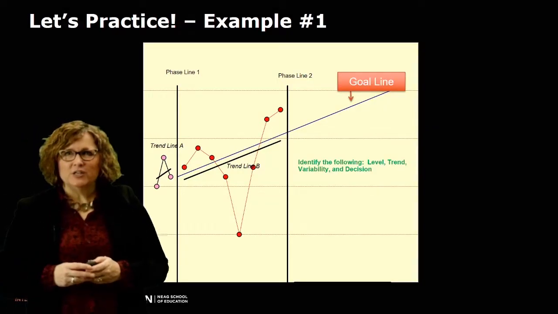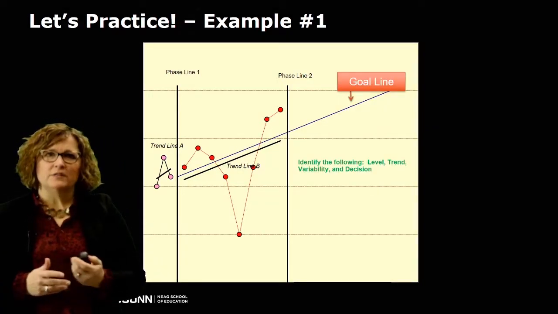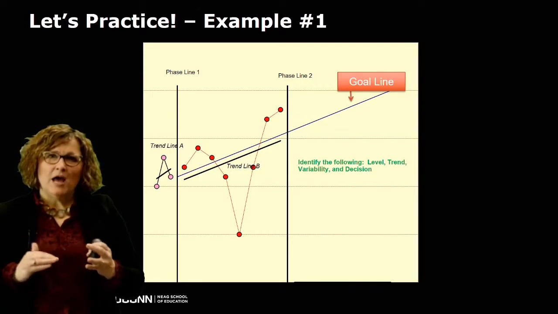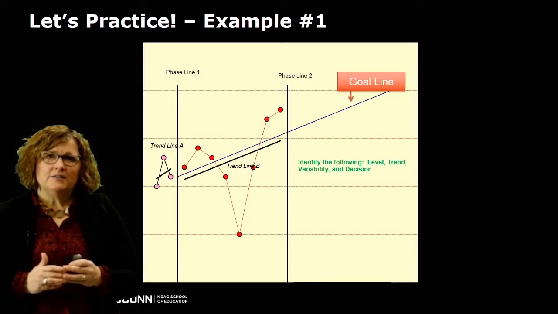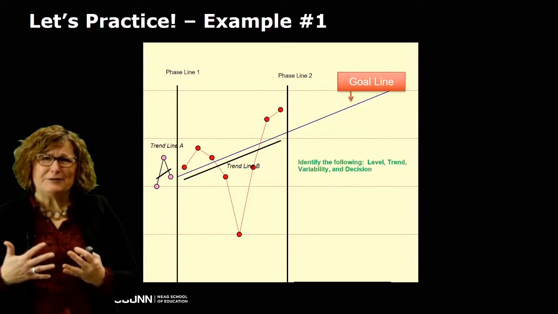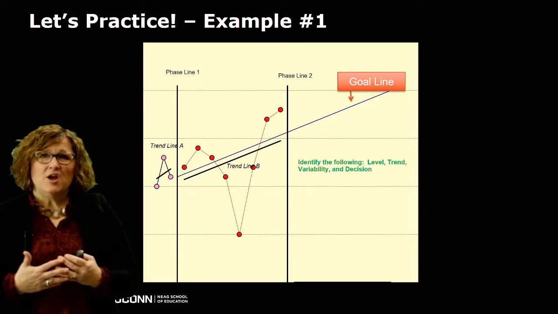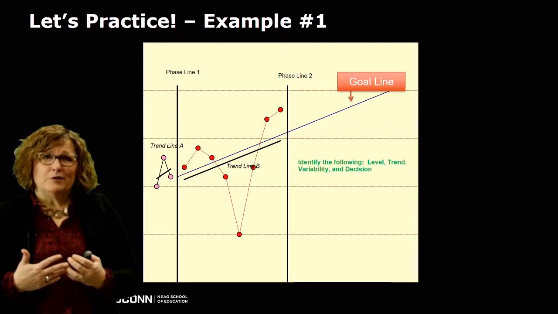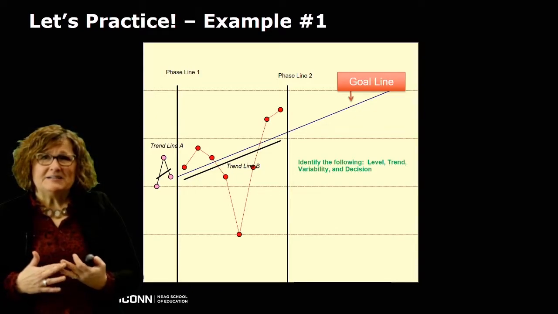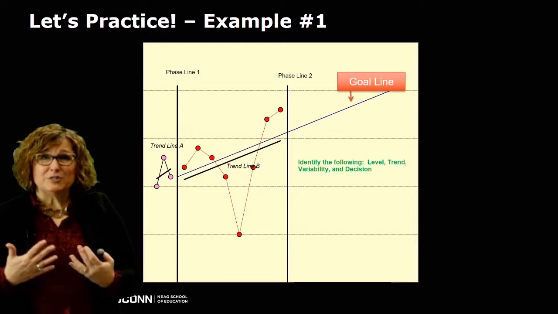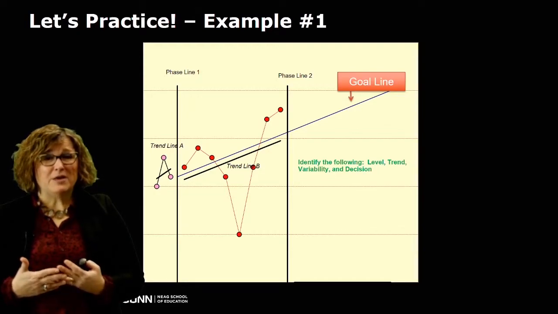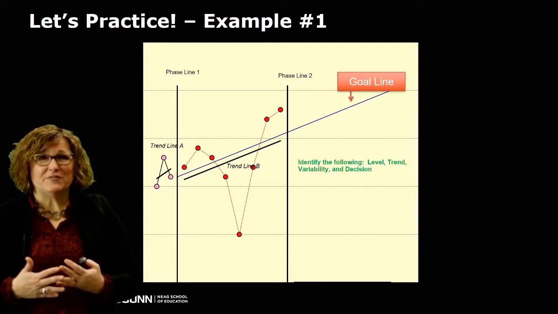So you've had a minute to look at this graph. Let's talk about the level, trend, variability. In this one, as you eyeball the data, the level is kind of tricky because it looks like about 5 of the data points are above the goal line. There are 3 data points that are below the goal line. So in this case, the majority of the data points are above the goal line, but we might have to know more. It might be hard to make the decision just from level.